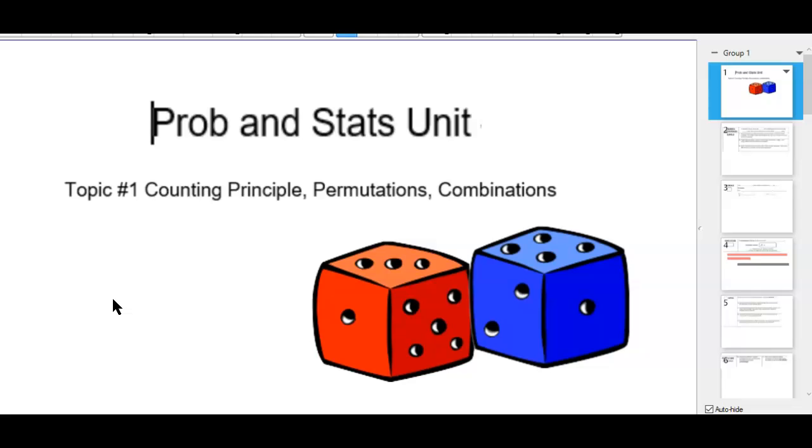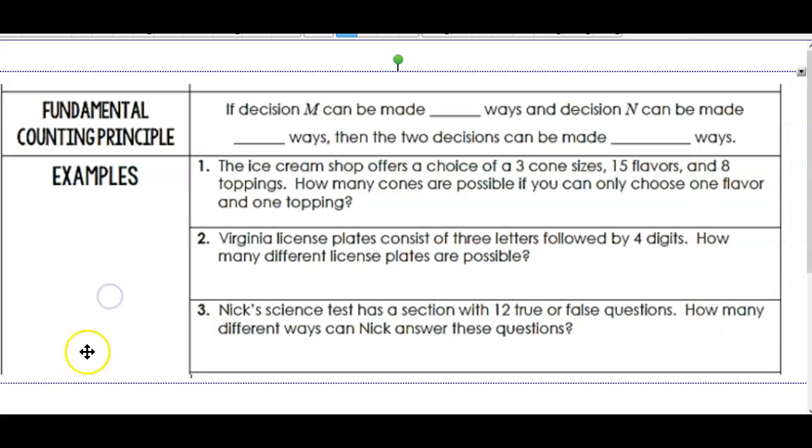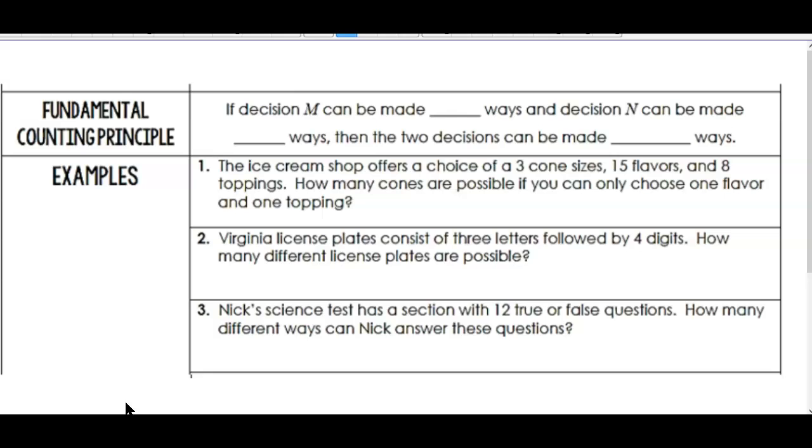The topic we're going to talk about today first is counting principles, permutations, and combinations, and then we're going to do some probability review. Just to start off, the counting principle is the basic principle that says if a decision can be made M ways and decision N can be made in N ways, then the two decisions can be made M times N ways. So what does that mean?